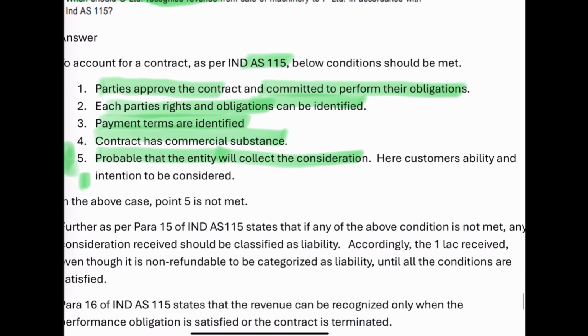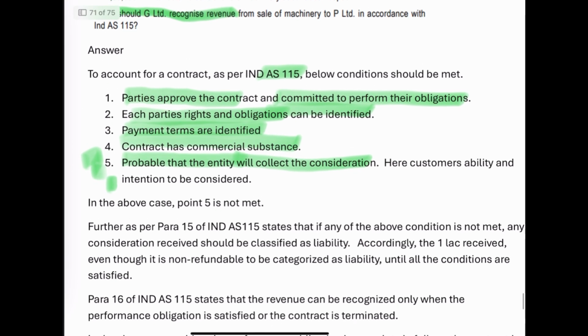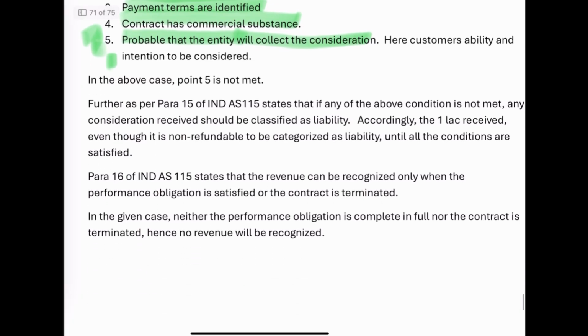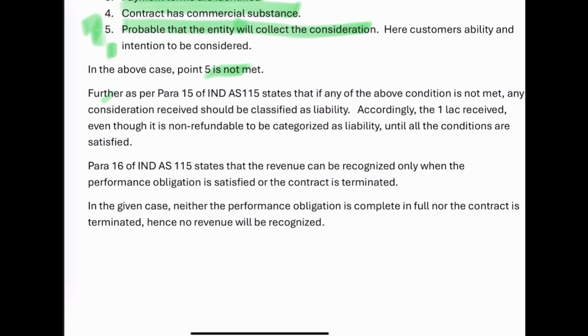Okay, so here the customer's ability and intention to pay are to be considered. In the given example, point number 5 is not met. Further, as per para 15 of Ind AS 115, if any of the above conditions is not met, any consideration received should be classified as a liability. So even the non-refundable deposit received should be classified as a liability only. It cannot be taken to income. Accordingly, the 1 lakh received, even though it is non-refundable, is to be categorized as a liability until the conditions are satisfied.